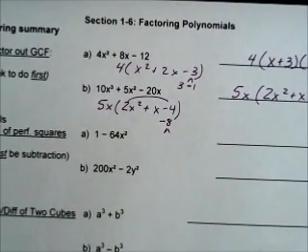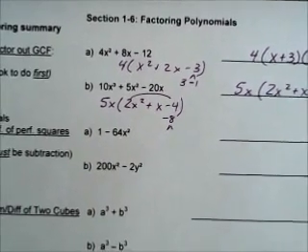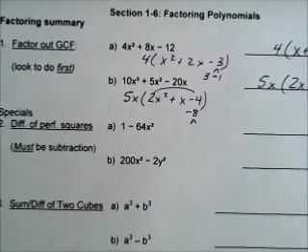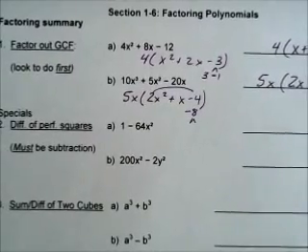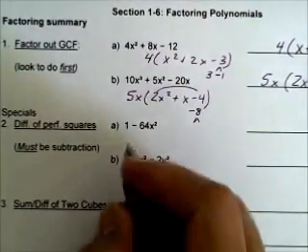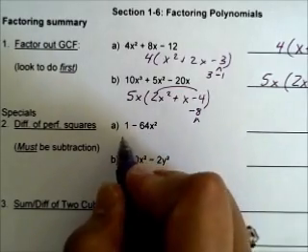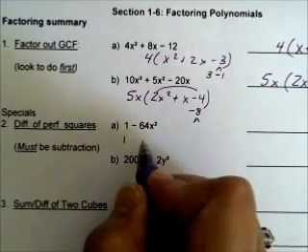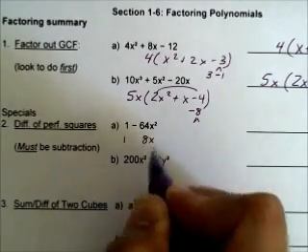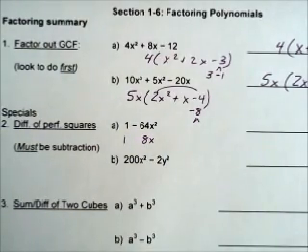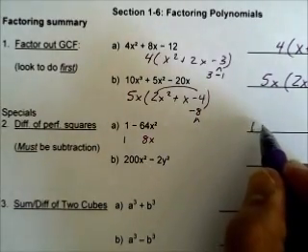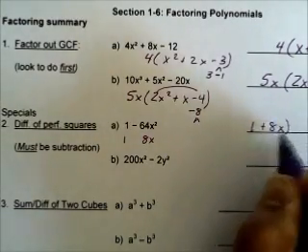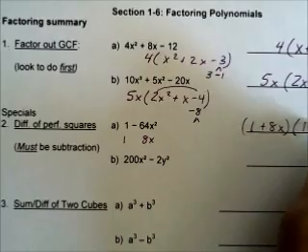Next, our special factorizations, the difference of two perfect squares and the sum and difference of two cubes. First, perfect squares, 1 minus 64x squared. Each is a perfect square. Square root of 1 is 1, and the square root of 64x squared is 8x. So this factors into the special factorization of 1 plus 8x and 1 minus 8x.